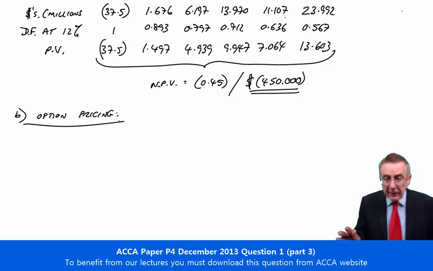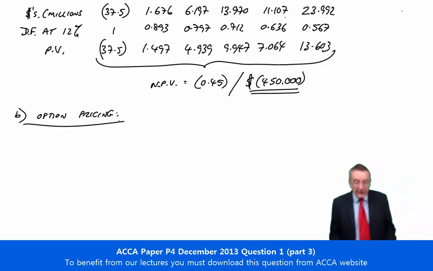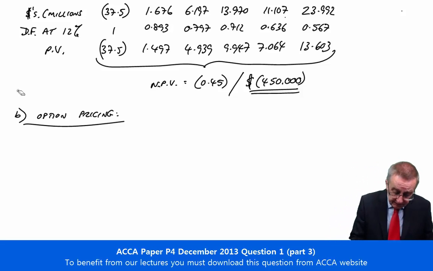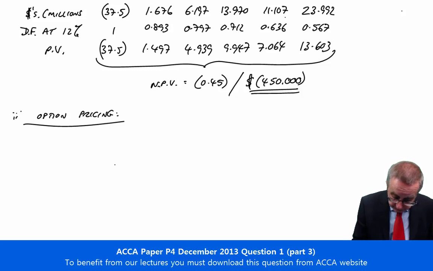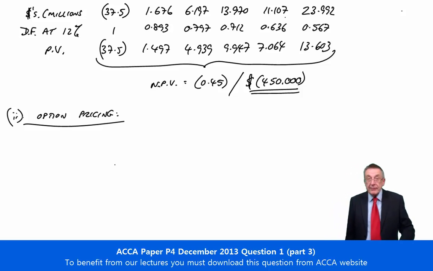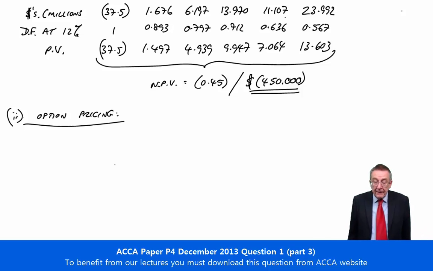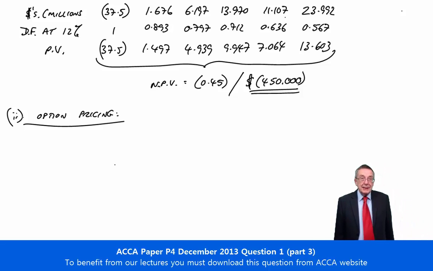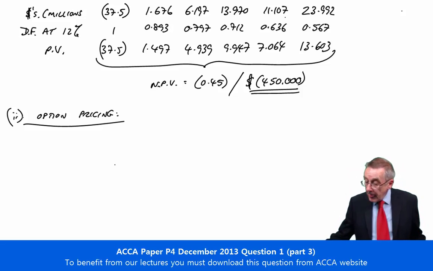We need to work out the value of this option that's appeared. For part B2, sorry. For part B1, the option didn't exist. So it's either take it, the project, or leave it, negative NPV, reject. We've now got this option, and we've got to work out how valuable this option is.